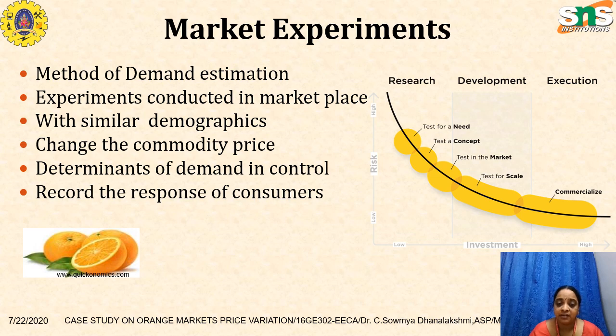The experiments can be conducted in the marketplace with similar demographics, changing the commodity price and determinants of demand and control, and recording the response of the consumers. By doing all these things, the market experiments can be done to decide whether this product will sell best in this particular area or not.